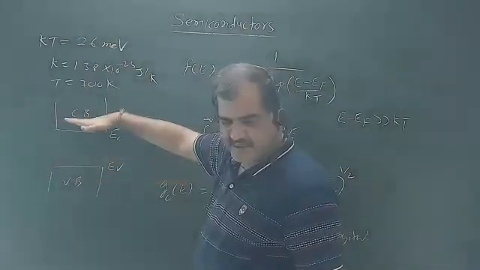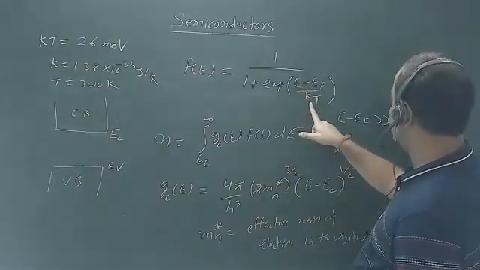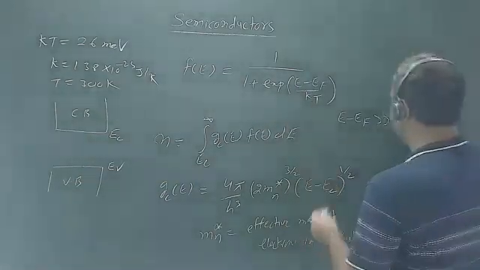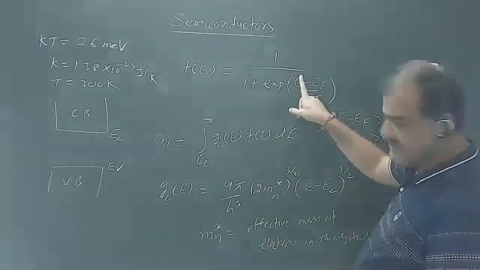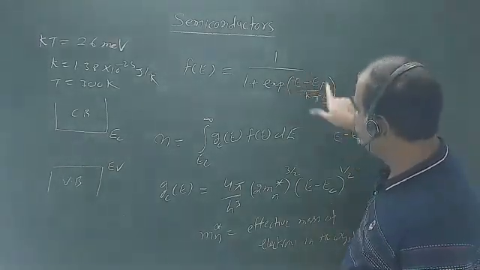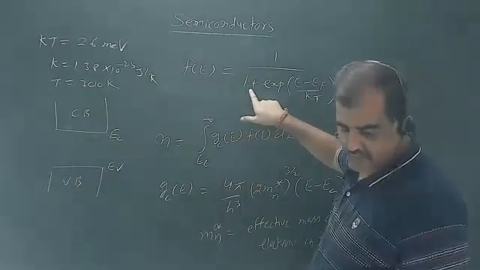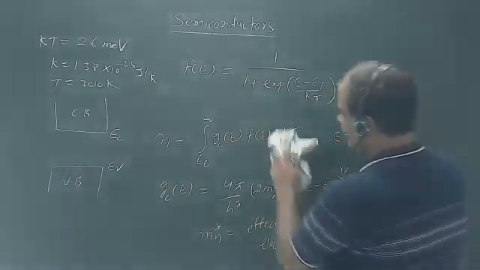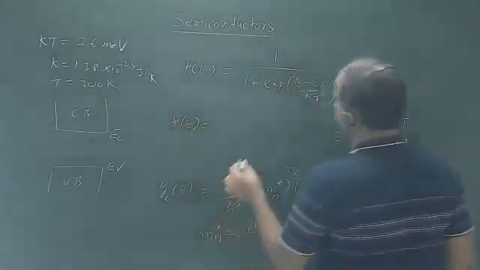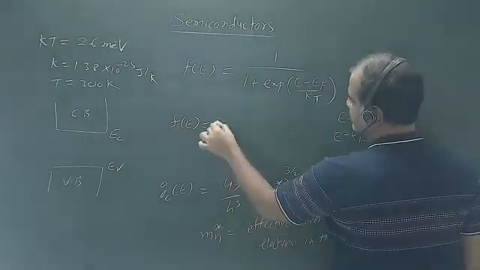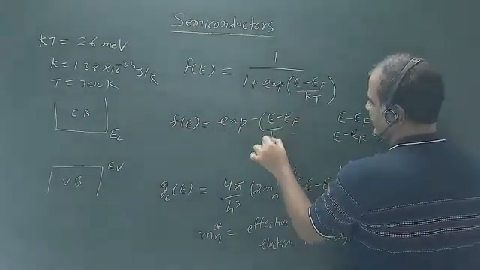Whenever you are in the conduction band, E minus EF is greater than KT. Suppose E minus EF is greater than 3 KT, 2 KT, 3 KT, 4 KT, then this exponential term will dominate. That means in the expression of this Fermi-Dirac function, I can neglect the 1. So my Fe, if I'm in the conduction band, will be exponential of minus (E minus EF) upon KT.